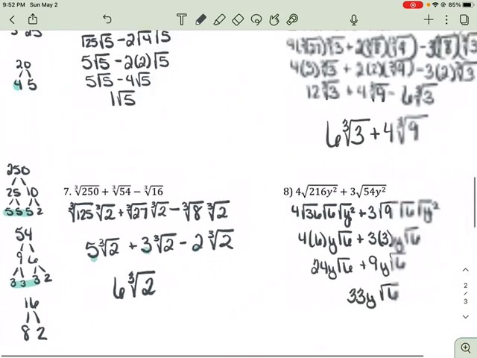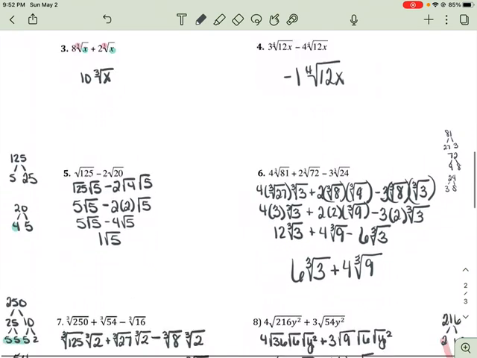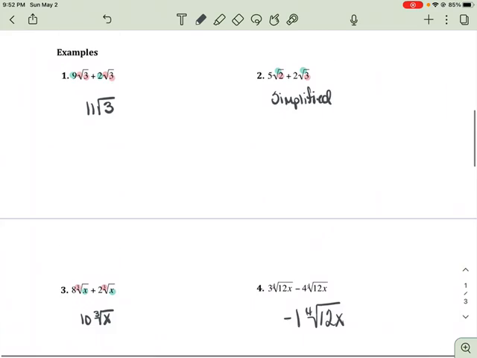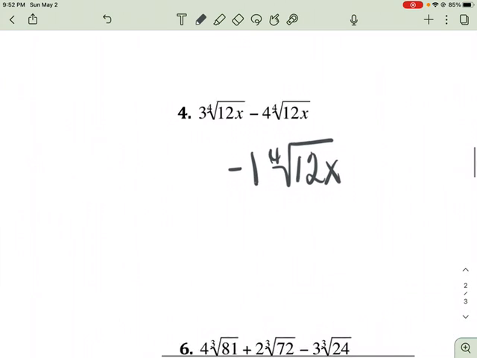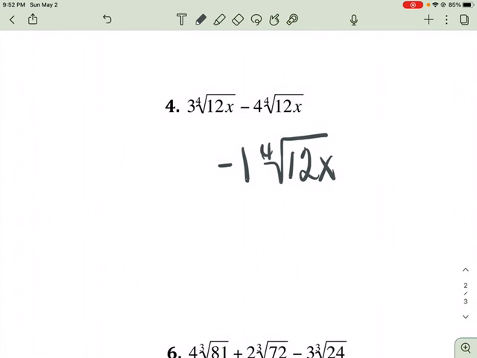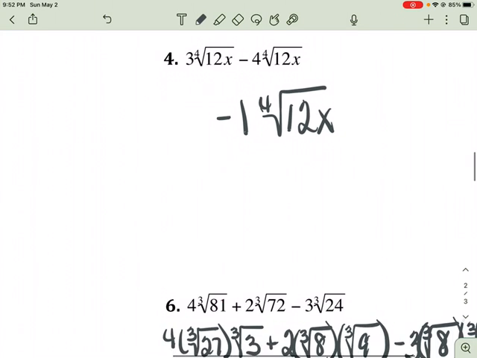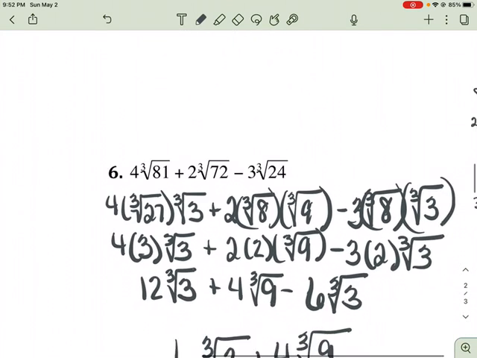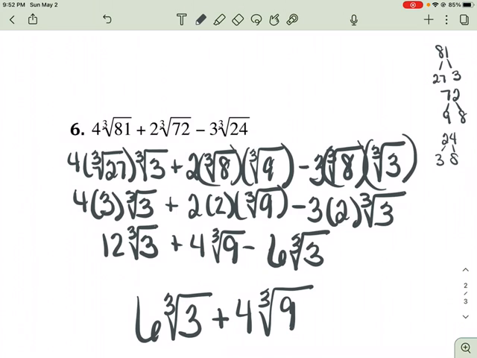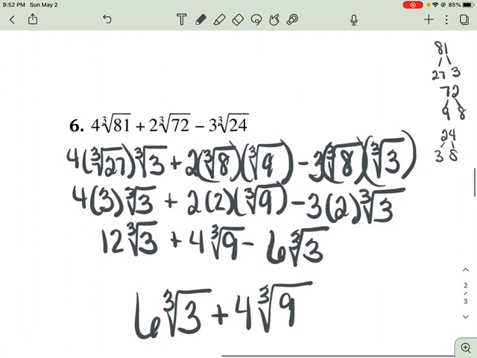Okay, so I want you to pause the video and I want you to do 4, 6, and 8. Okay, because we did 2. Okay, so try 4 and see if you get -1/4 the root of 12. Okay, try 6. Okay. Now notice I have the cube root of 9. Can't do anything with the cube root of 9. So the 12 cube roots of 3 and the -6 cube roots of 3 can go together, but not with the 4 cube roots of 9.